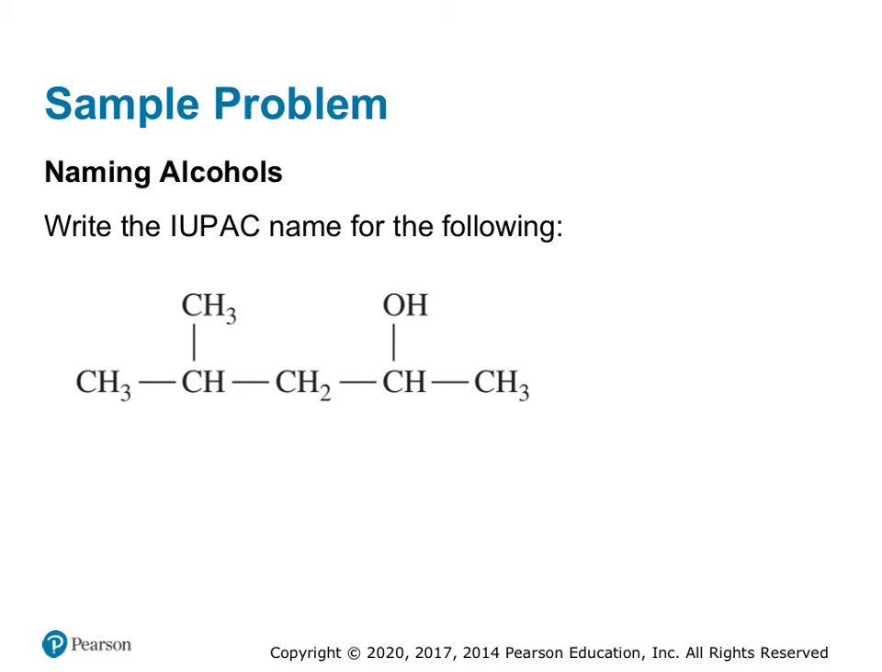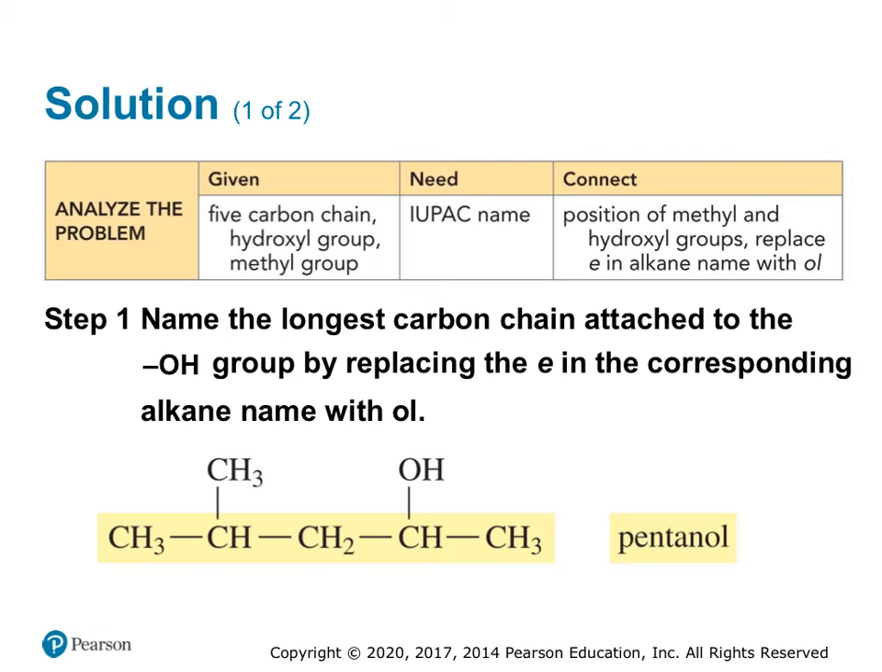So here we have an example of naming the IUPAC name for this alcohol. The first thing we need to do is name the longest chain attached to the OH group. So here I have 1, 2, 3, 4, 5 carbons attached to the OH group. So 5 carbons is pentane, so we change the E ending to OL, so pentanol is our parent chain.